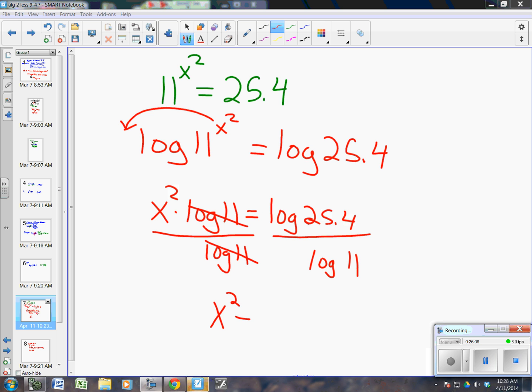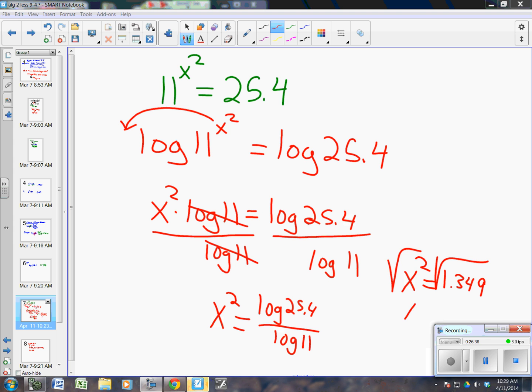Log 11's cancel out, and I get x squared equals log of 25.4 over log 11, right? Then I evaluate log of 25.4 over log 11. Someone tell me what that number came out to be. 1.349. And then I got to get x by itself, and it's still being squared, so what do I do to both sides? I square root both sides, right? And I should have got like 1.161, right? Approximately? Yeah. Does that make sense?